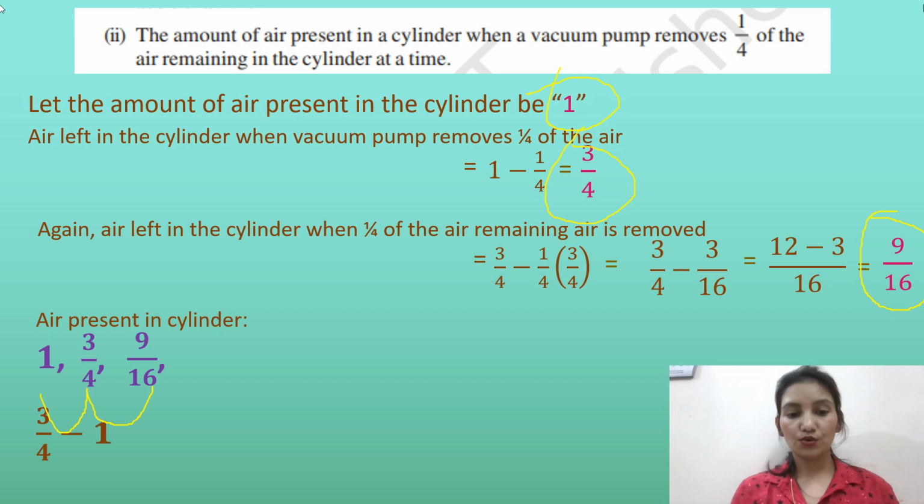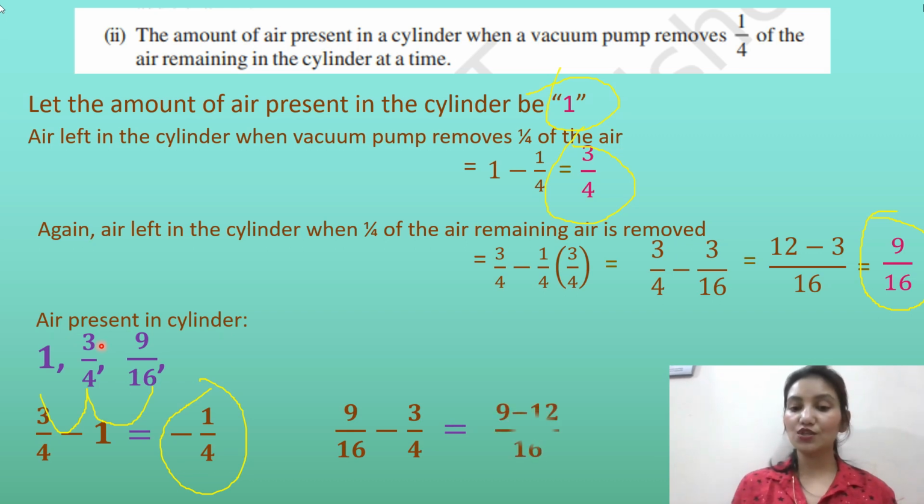If the difference between these two is constant, then we'll say that it forms an AP. So 3 upon 4 minus 1 upon 1. Because 3 upon 4 is the second term and the first term is 1, the difference of these two terms is minus 1 upon 4. So minus 1 upon 4 is A2 minus A1. Now we find the third term minus the second term: 9 upon 16 minus 3 upon 4. We'll solve it, and it will be 9 minus 12 upon 16, which is minus 3 upon 16.